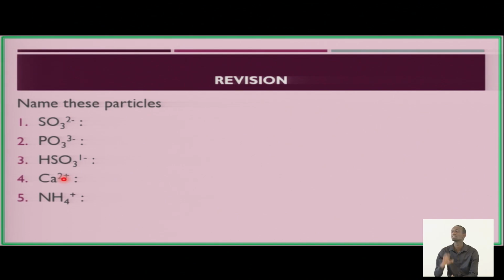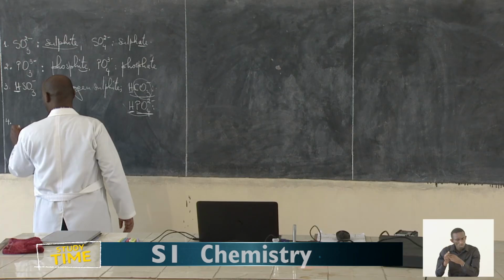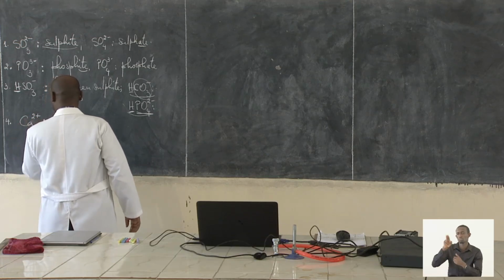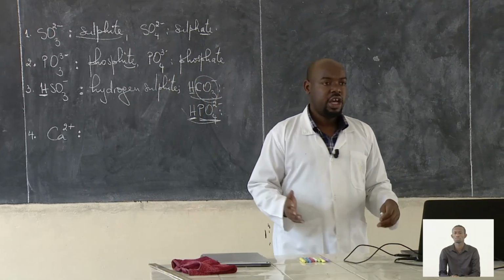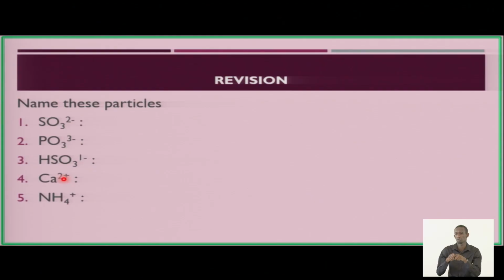And the fourth particle is Ca2 positive. Ca2 positive, that is a monoatomic ion. And what will be the name? You know the name of that particle. You can read it from the periodic table when it is not charged, and it takes the same name even when it is charged. So it is calcium.